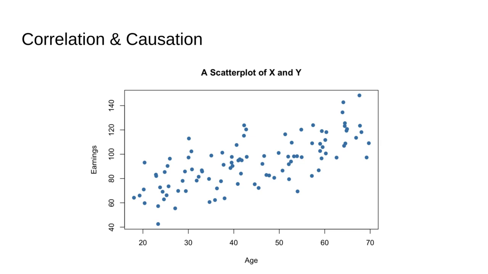Now, causation means that the dependent variable, how much you get in earnings, completely depends on your age. Now, that's not necessarily what's going on here. We see there's a correlation. We see that there's a relationship, but causation means age causes you to have more earnings. Okay? And that's not necessarily true.